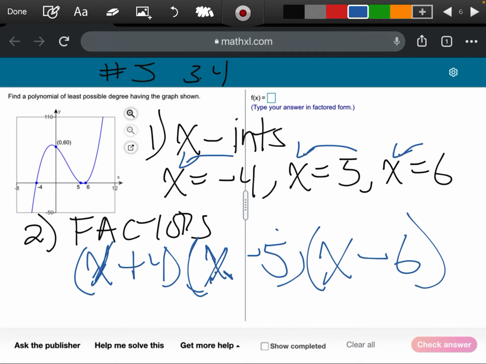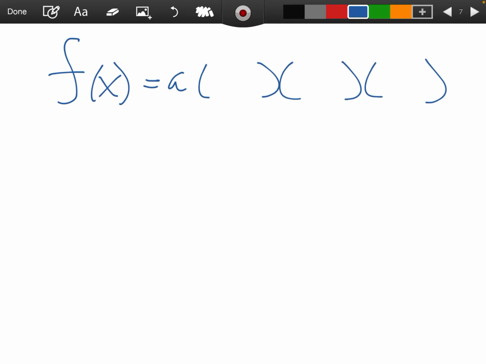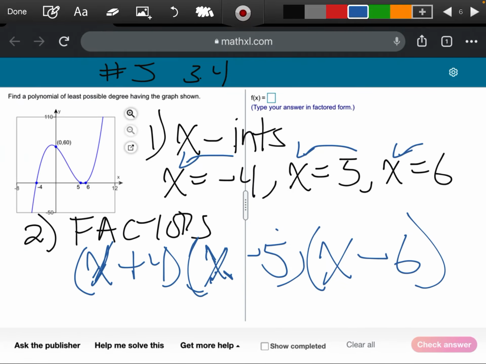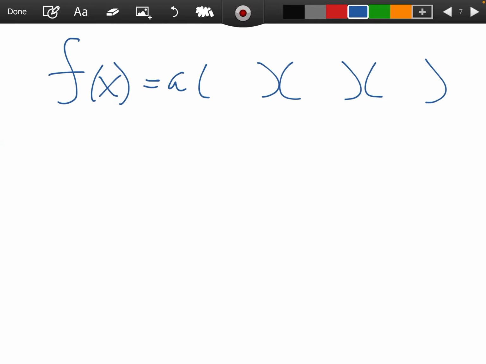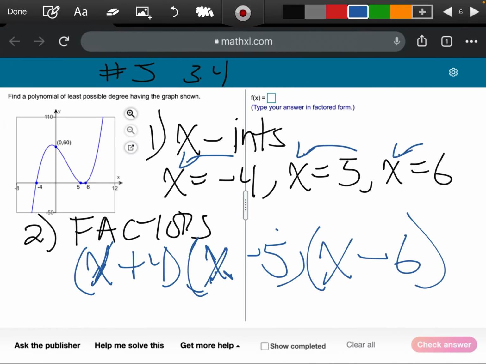Let's see if I can fix this a little bit. There we go. So x plus 4, x minus 5, x minus 6. Okay, so now the next thing I'm going to do, I'm going to write out my polynomial. It's going to look like this. F of x equals a, and I'm going to put my 3 factors, which were x plus 4, x minus 5, and x minus 6.